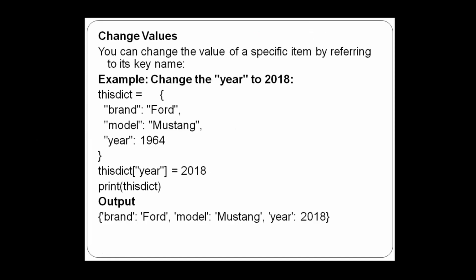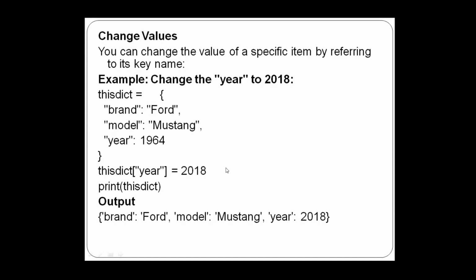And right, can I change the values of a dictionary? Once you have created it, will you be able to change the value in a dictionary? This is again possible. After you have created a dictionary, you can change the value of a key. Right? So here, when I was creating it, the year is given as 1964, and if you want, you can change it to 2018.